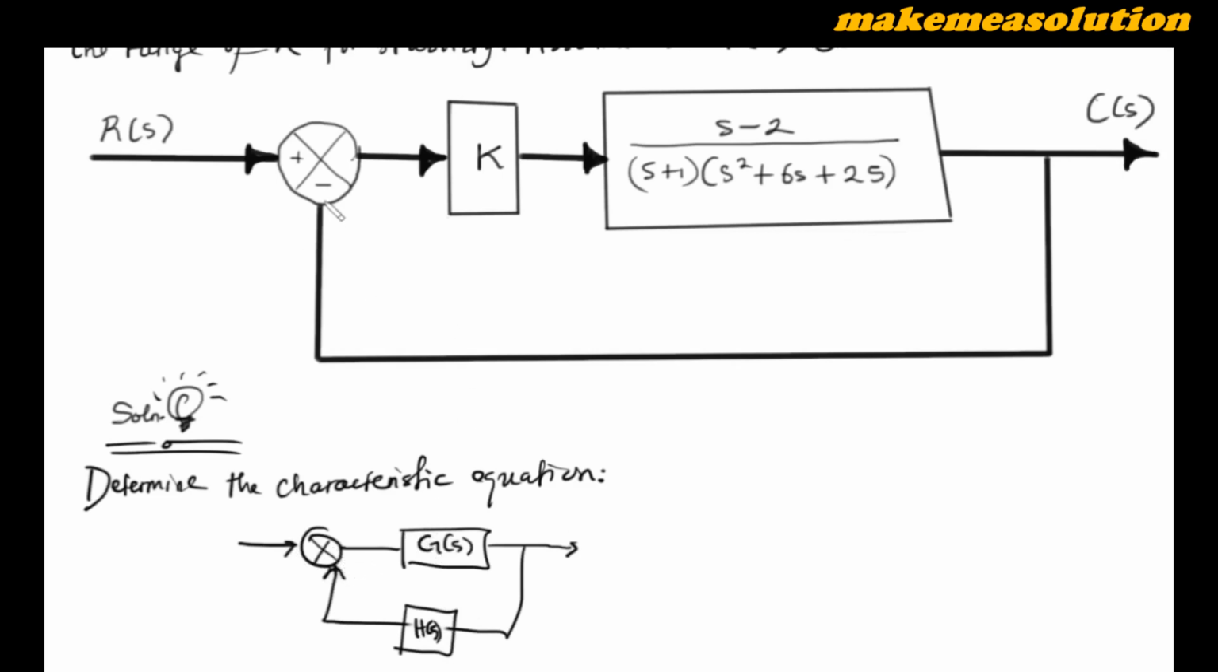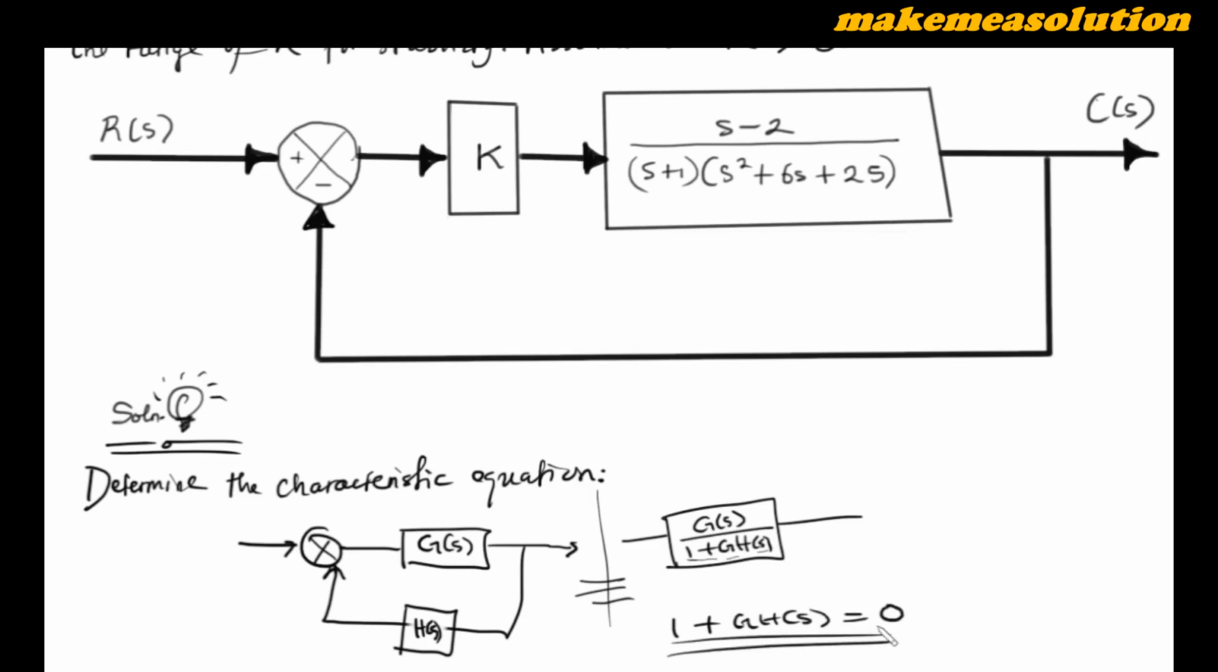Anytime you're given a closed loop system like this, there's supposed to be an arrow here. Your closed loop system can still translate to this form if you are conversant with reduction of block diagrams. This will be 1 plus g h of s, the product of these two, so it's still equivalent to this. Now this is our characteristic equation. When you take this expression and equate it to 0, you get your characteristic equation.